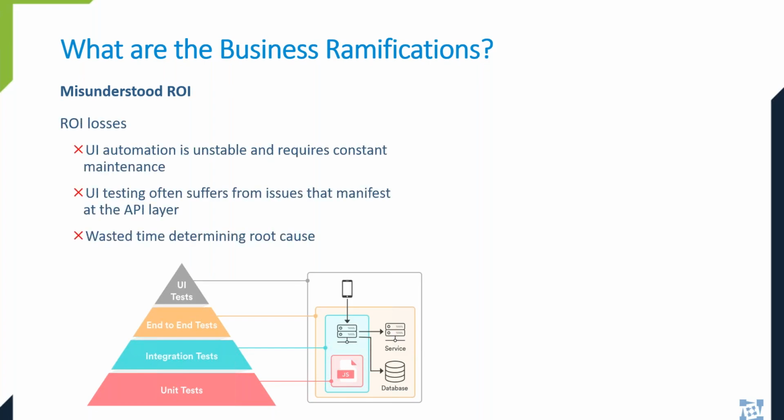We see our ROI losses that are really easy for us to understand are that the UI tests, although required, tend to diminish our ROI because they require constant maintenance. They can fail and provide false positives that may not necessarily be a UI manifestation. It's typically suffering from issues that are manifesting in the back-end services. They're not providing data properly to the front end. And so what happens here is that we get a little bit of an ROI loss because we're wasting the time determining, well, where's that root cause actually taking place? Is this a manifestation of an API problem?